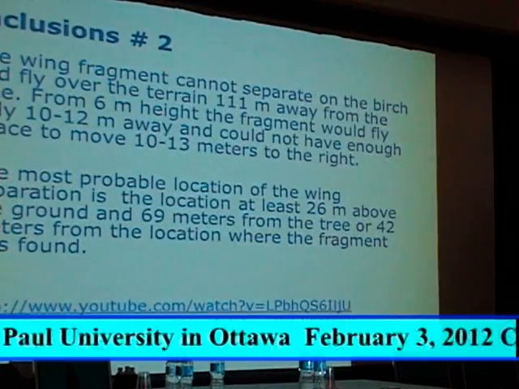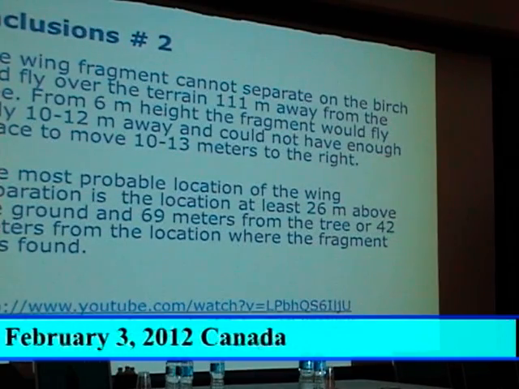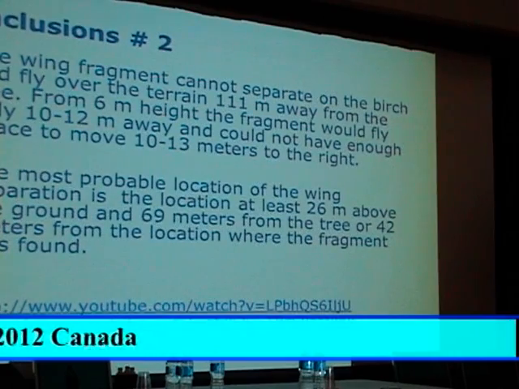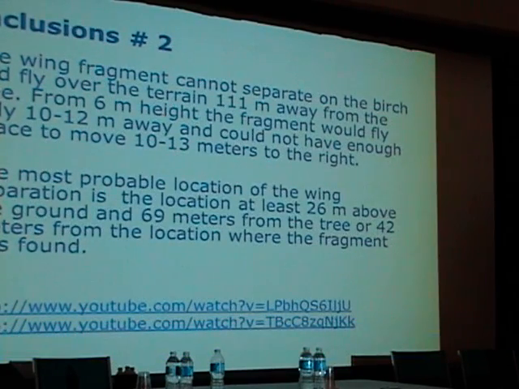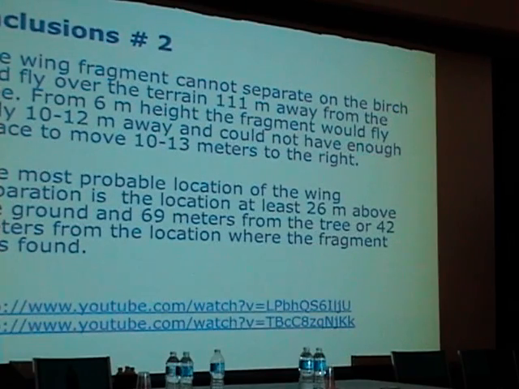Conclusion number 2. The wing fragment cannot separate on the verge and fly over the terrain 111 meters from the tree. From 6 meters high, the fragment would fly only 10 to 12 meters away and would not have enough space to move 10 to 13 meters to the right side. The most probable location of the wing separation is the location at least 26 meters above the ground and 69 meters from the tree, or 42 meters from the location where the fragment was found.